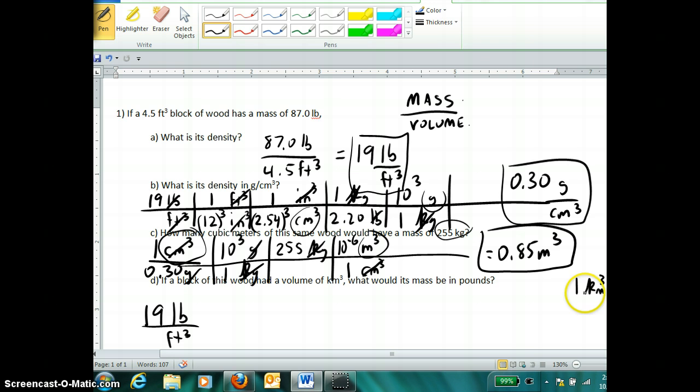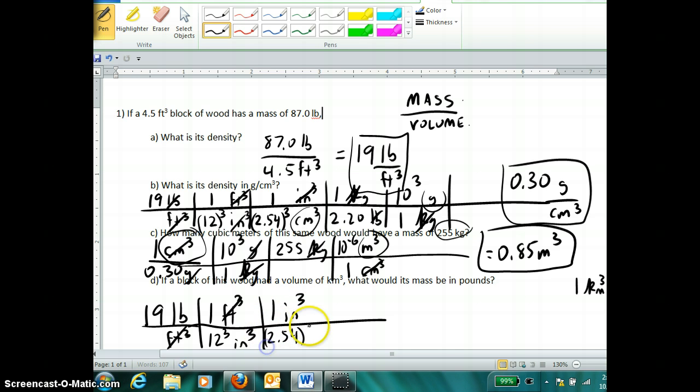However, there's a unit inconsistency. So I'm going to convert cubic feet to cubic kilometers. And yes, 1 foot cubed is equivalent to 12 cubed inches cubed. Feet cubed cancel. We now have inches cubed. And 1 inch cubed is equivalent to 2.54, all cubed, centimeters cubed. And inches cubed now cancel.